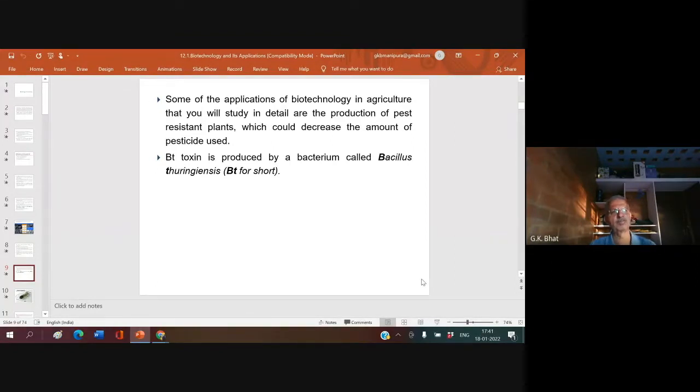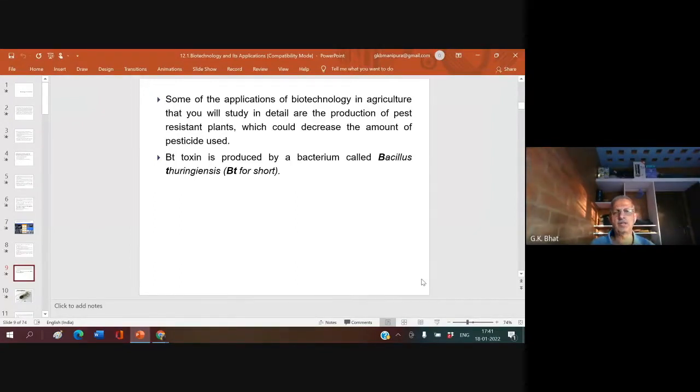Even if at all some insect tries to attack that plant, plants will develop resistance power to such an attack. So, applications of biotechnology in the field of agriculture have resulted in the production of pest-resistant plants, which could decrease the amount of pesticide used. We need not go for our traditional use of pesticides because of some quality that the plant has developed, what is called pest resistance.